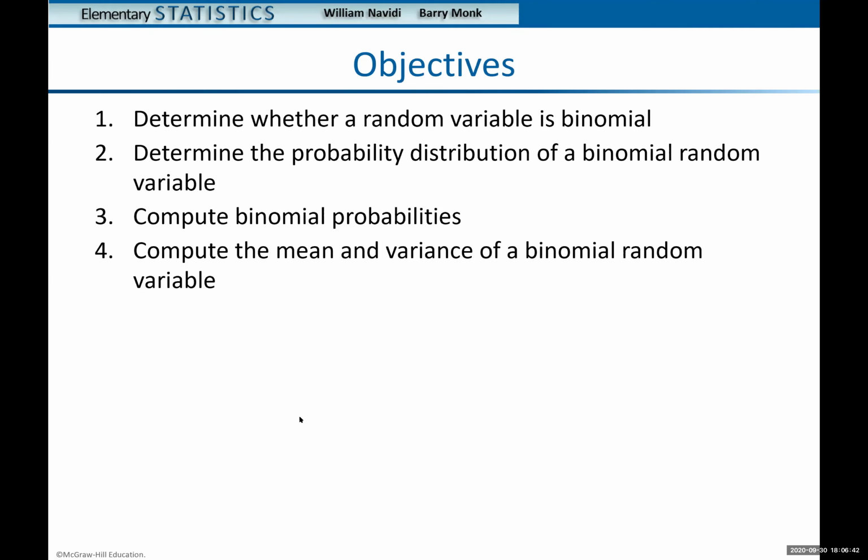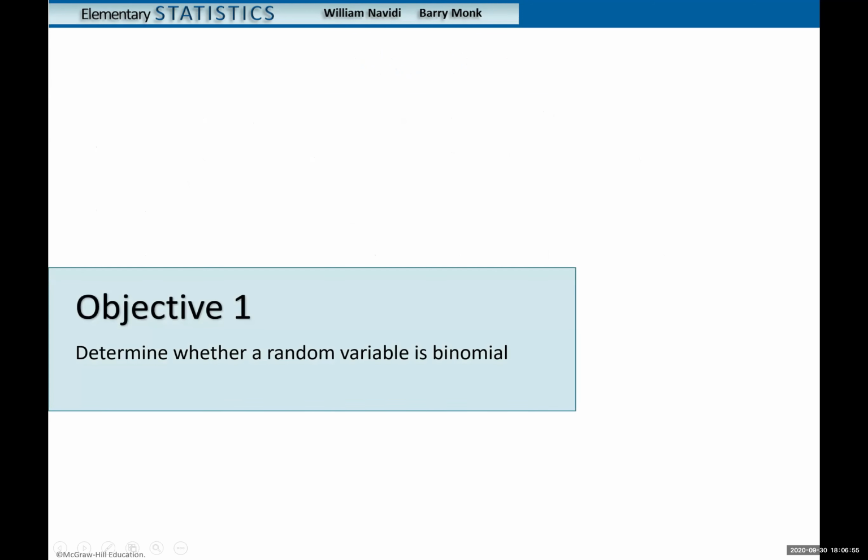So this is just like what we did last time from 6.1, probability distribution. So this time it's a binomial distribution. So determine whether a random variable is binomial.